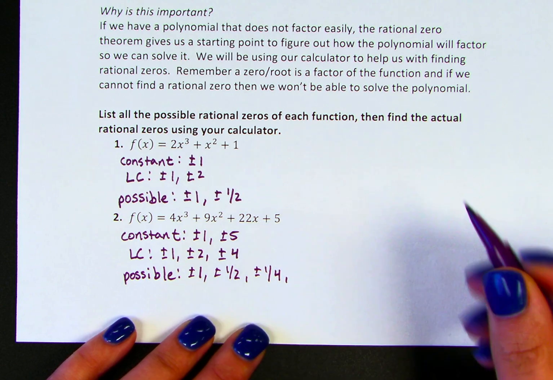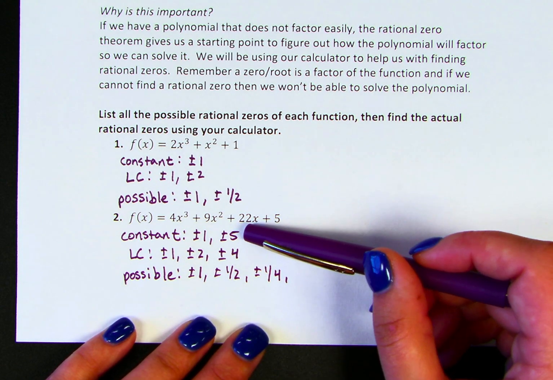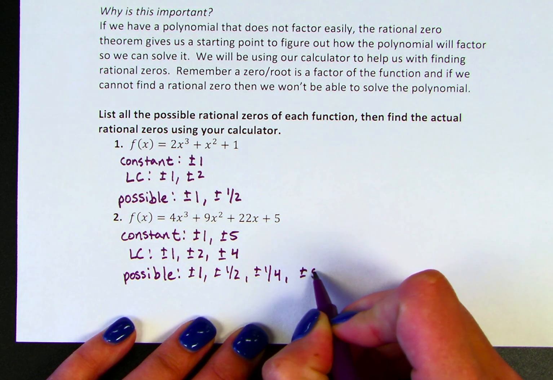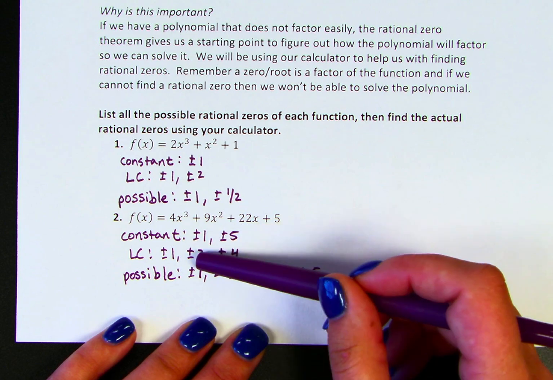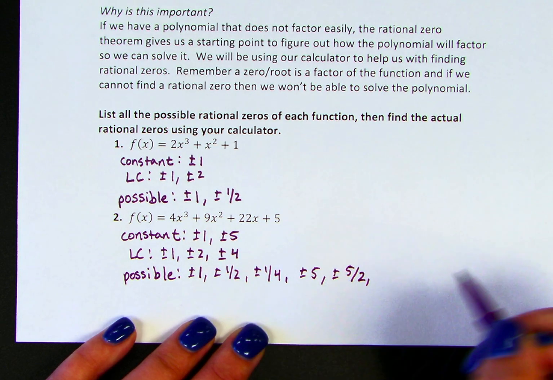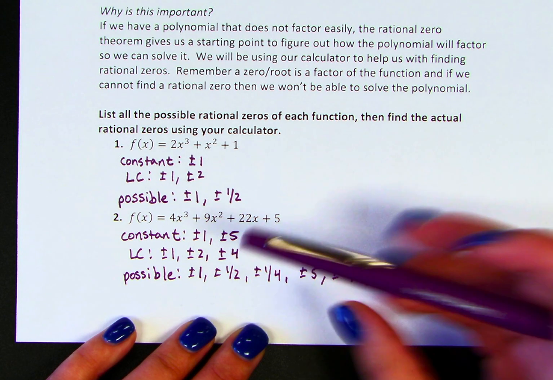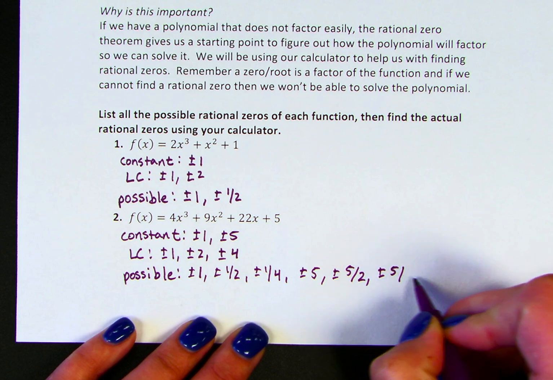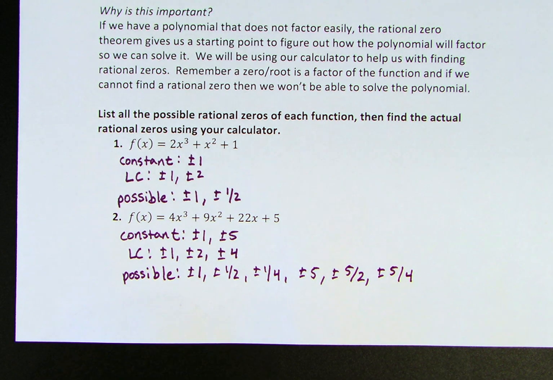Okay. And now I'm going to do the same thing with this next one. So I'm going to take 5 and divide it by 1, which is positive and negative 5. 5 divided by 2 is still a fraction, so I'm leaving my answers as fractions. I do not want to write decimals. And then 5 divided by 4 is 5/4. And I have to write that plus minus in front of each to account for both the positive and the negative.